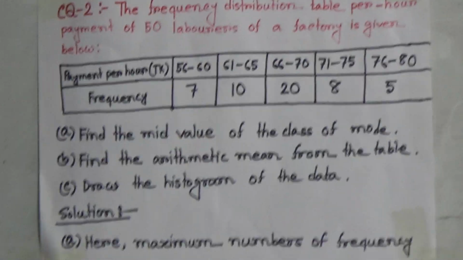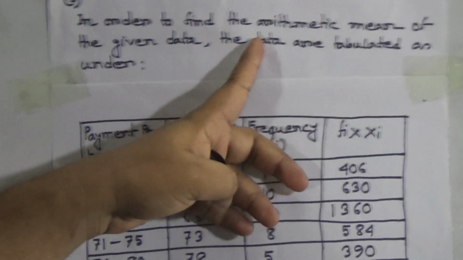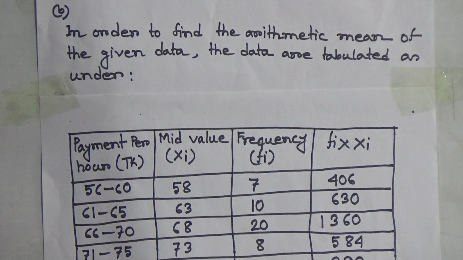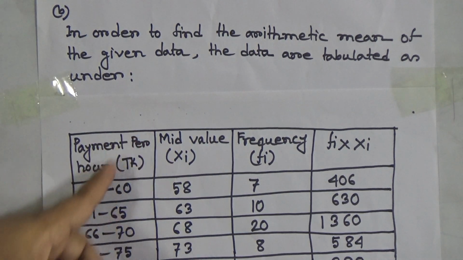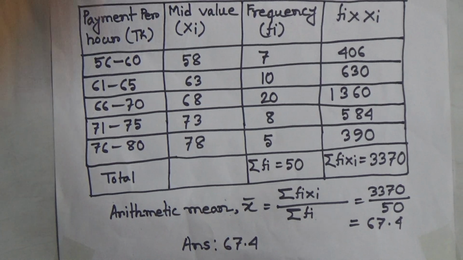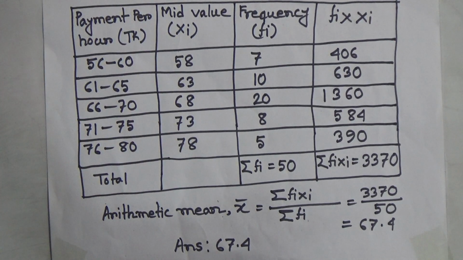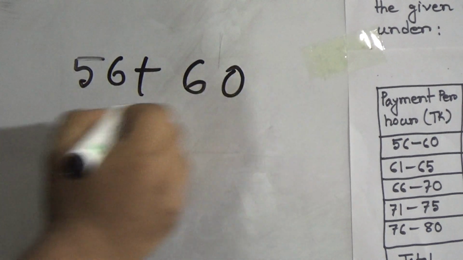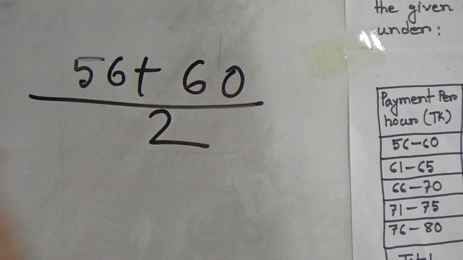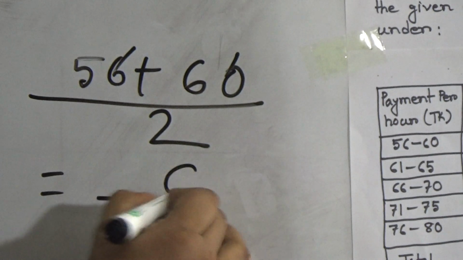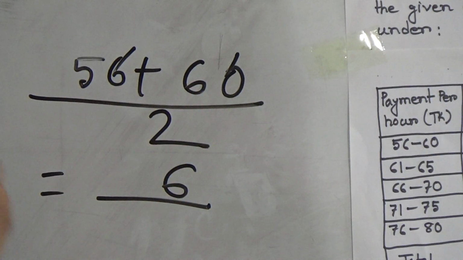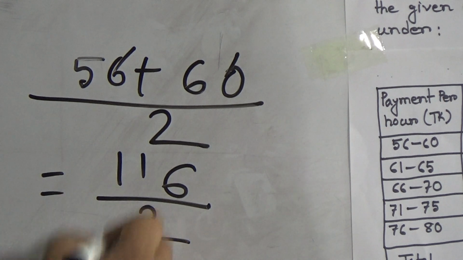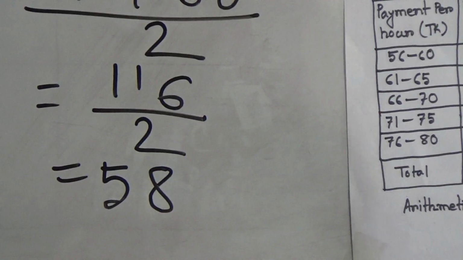In order to find the arithmetic mean of the given data, the data are tabulated as under. So payment per hour taka, it is given. So we write this. Then mid value. What is the mid value of this number? 56 plus 60 is 116, divided by 2 because there are two numbers. 5 2s are 10 and 8 2s are 16. So 58 is the mid value of the first class interval.